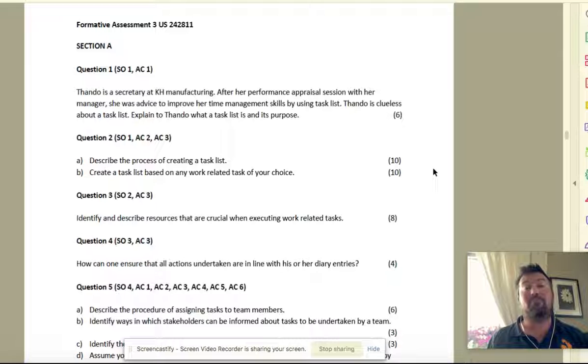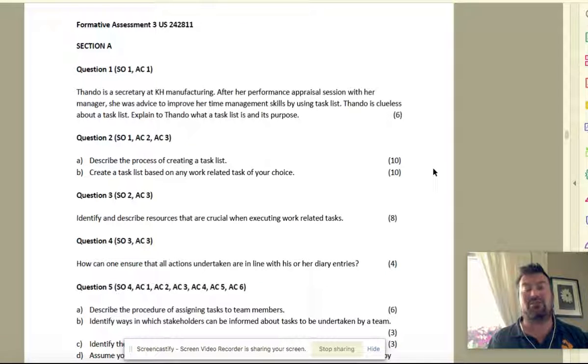Then number B says create a task list based on any work-related task of your choice. So here is a specific objective that you have as a team or as an individual. Show me what underlying tasks or subtasks need to be done in order to achieve that specific objective or goal. That's going to help me to see that you understand what a task list is.